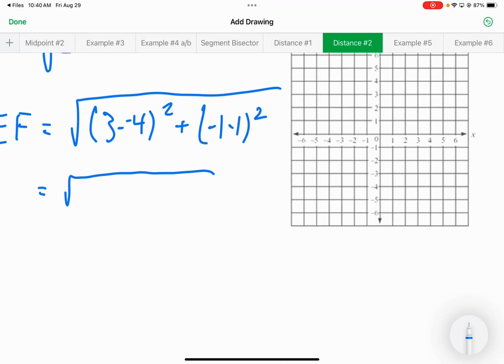All right, mental mathematicians. What is 3 minus -4? 7. Okay, so I'm going to do this part slow at first. 7 squared plus, what is -1 minus 1?